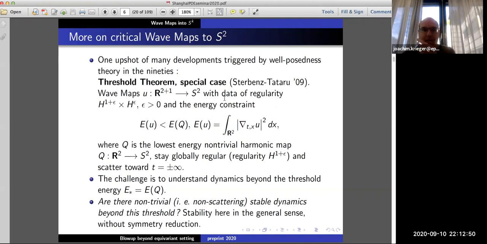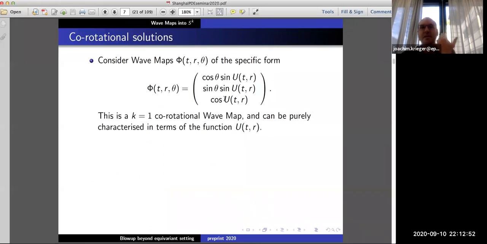So the first thing is you need to have a candidate of solutions whose stability you're trying to understand. And in particular, I want to look at blow-up solutions. What people did for a long time now, because the problem is so hard, is they looked at a suitable symmetry reduction, and so-called co-rotational solutions were studied both theoretically and numerically.